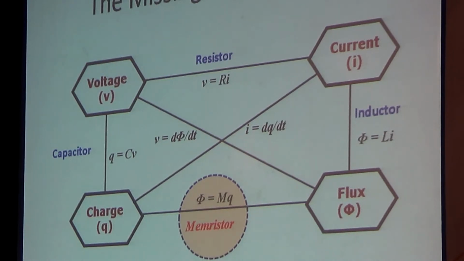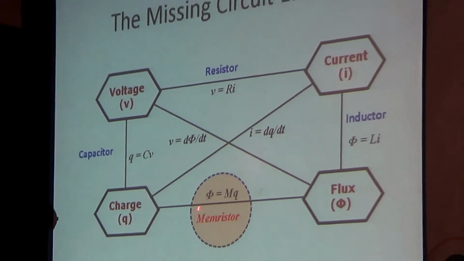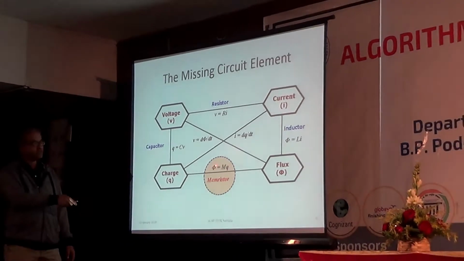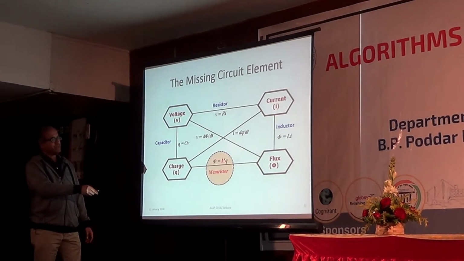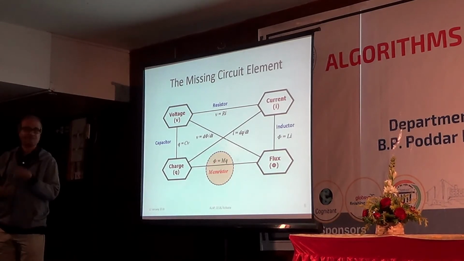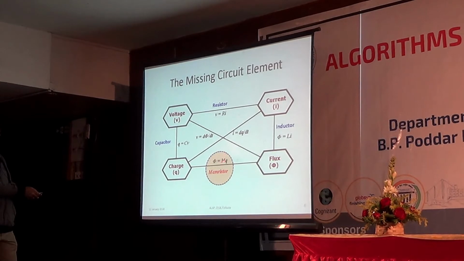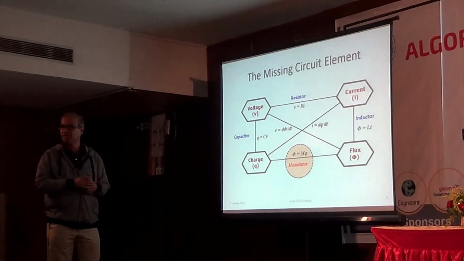Now you see, our nature is symmetrical, so one would expect that there should be a link here, which was so far missing. There was no property or device that could define a direct relationship between flux and charge. Now, according to Leon Chua's postulate, this memristor attempts to fill this void. Basically, a memristor is related to flux and charge by this kind of relationship: flux equal to some constant m multiplied by the charge.